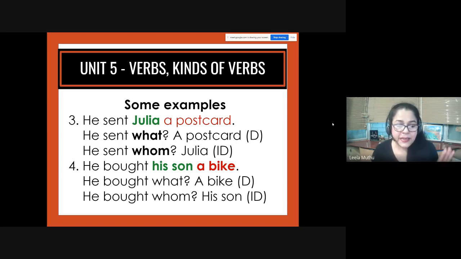Okay. He bought his son a bike. He bought what? A bike. Direct object. He bought whom the bike, or bought the bike for whom? Him, his son. His son is the object which is receiving the direct object. Okay.